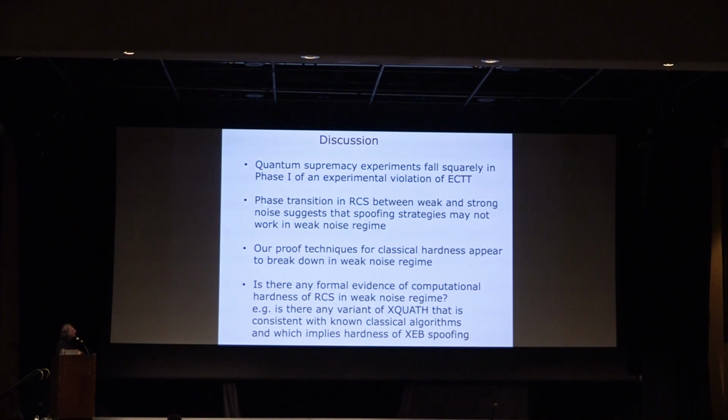Okay, so now this paper about the phase transition in RCS between weak and strong noise, we can think of it as giving us some hope that spoofing strategies would not work in the weak noise regime. On the other hand, our proof techniques for classical hardness appear to break down in this weak noise regime. So it's really an open question whether there's any kind of formal evidence we can give for computational hardness of RCS in this weak noise regime. For example, is there any variant of XEB that is consistent with all these known classical spoofing algorithms, but which implies hardness of spoofing for RCS? We don't know how to do that.